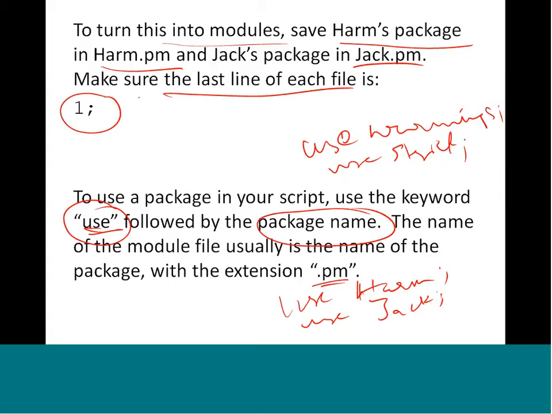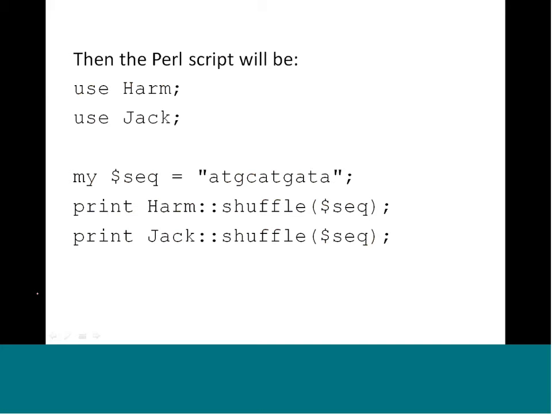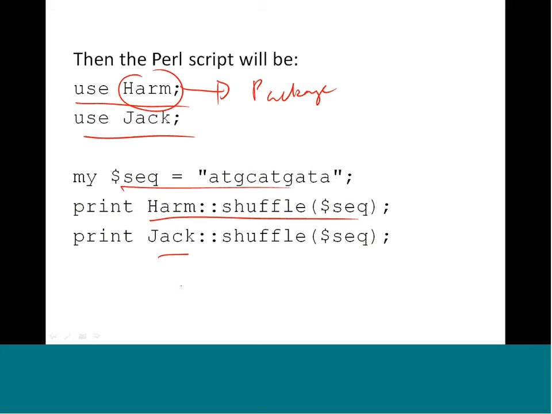So let's see how we do it. In harm.pm itself, the way that we write it is we use the same use strict and use warnings, we call it package Harm, and then we write the shuffle, and then you can see that the one semicolon is there. Now in the Perl script the way that we can do it is use Harm and use Jack. These are all the package names, because the file itself is stored as harm.pm. So we kind of imported these packages from these locations. Now we give the same command that we saw, and this should produce the right expected results.